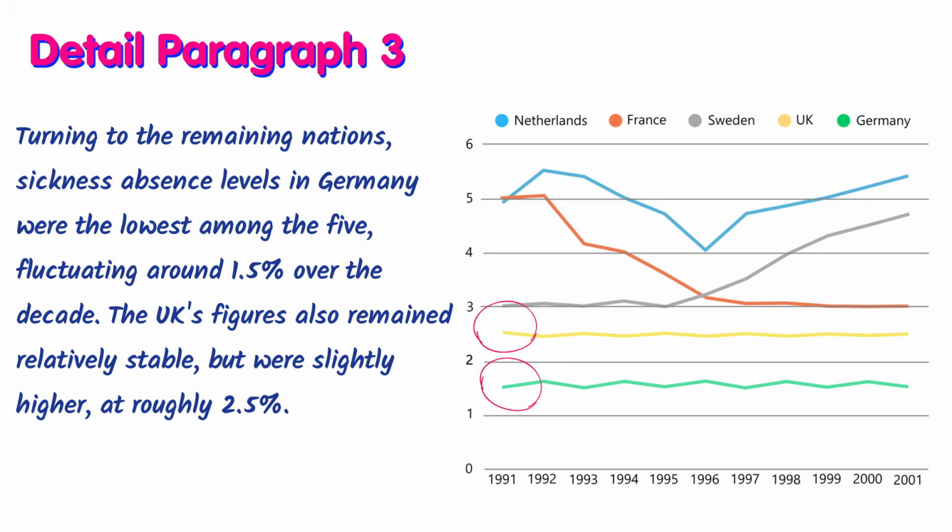So you see in my last paragraph, I described the UK and Germany. Both had fluctuations around. So for Germany, it was around 1.5%, and for the UK, it was around roughly 2.5%. And I also mentioned that Germany had the lowest rate among the 5 countries.